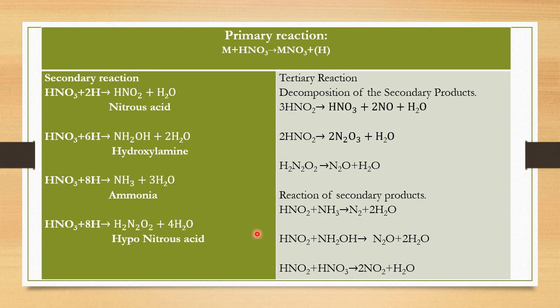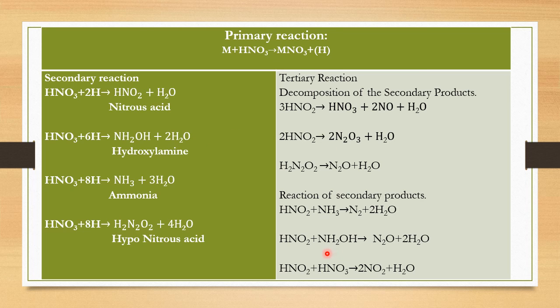If nitrous acid reacts with hydroxylamine, the product obtained is N2O. And if nitrous acid reacts with nitric acid, because nitrous acid decomposes to give nitric acid, that will also be present in the container. So some amount of nitrous acid combined with nitric acid gives NO2. So you must learn all these reactions.